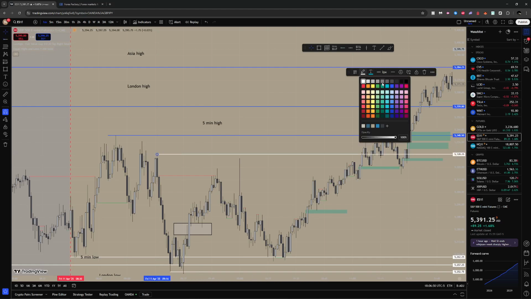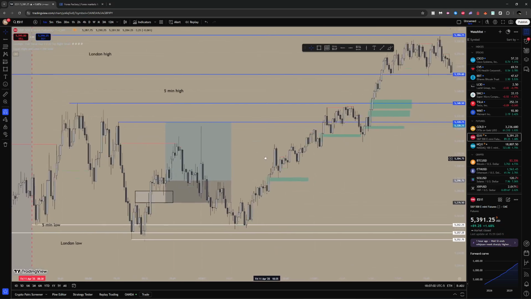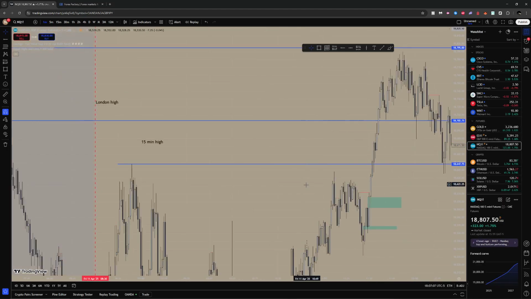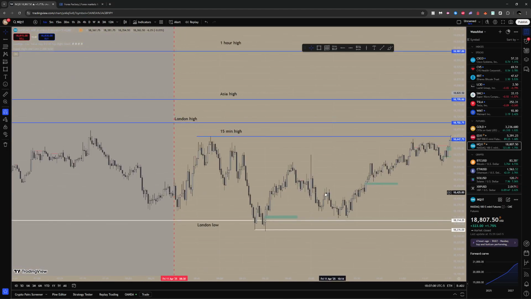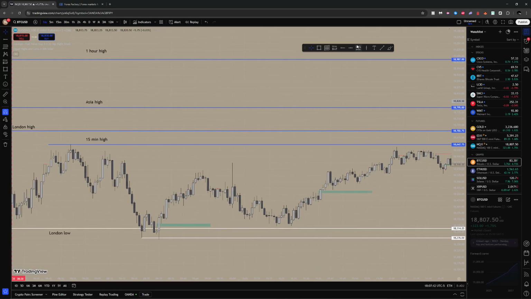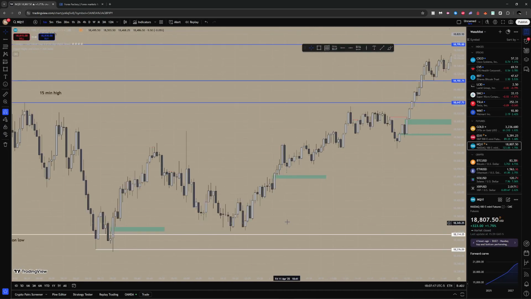Here, if I was to take a little long, put it below this fair value gap, and we don't end up hitting any take profit. Yeah, it's a little tough. NQ, same exact thing. Oh, no, not Bitcoin. NQ.